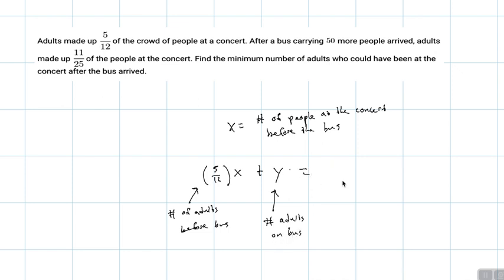That's going to be equal to the number of adults at the concert after the bus, which is going to be 11/25 times the number of people at the concert after the bus. We were told there are 50 people on the bus, so the number of people at the concert after the bus is going to be X plus 50. So this whole expression is the number of adults.